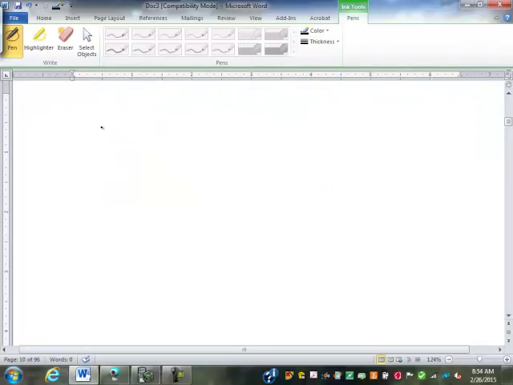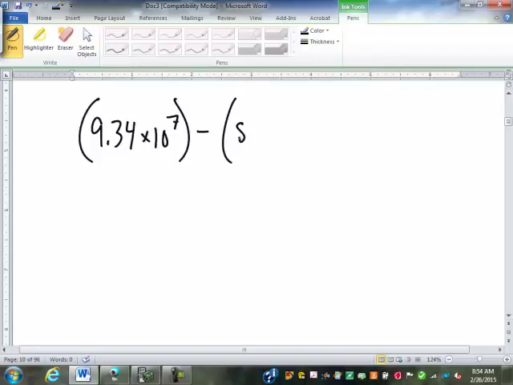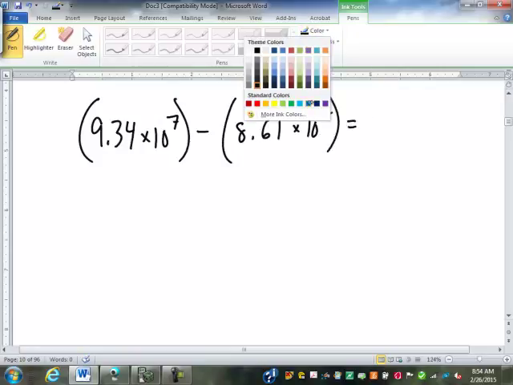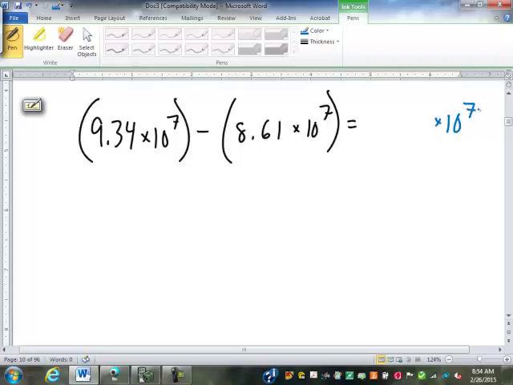Subtraction is the same way. We have to have the same name. Here we do have the same name. So this is going to be times 10 to the 7th. 9.34 minus 8.61 is 0.73, right? 0.73, correct?